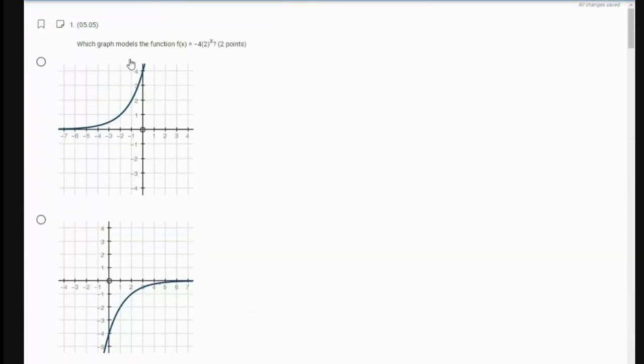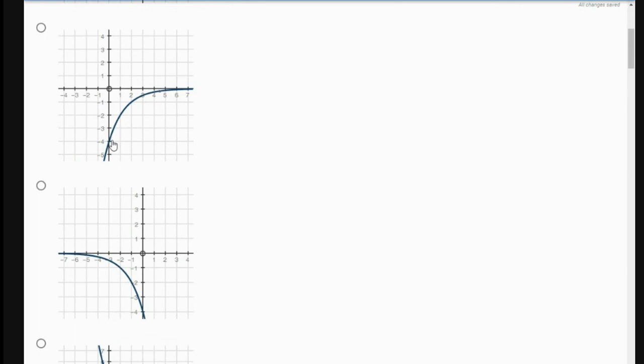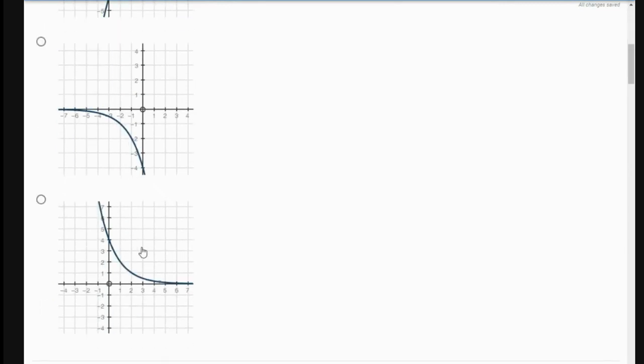Okay, this says which graph models the function f of x equals -4 times 2 to the x. What did we learn about that -4, that number out front? That's usually the y-intercept, unless there's a plus k, right? Or if there's an h. If there's an h or k, that can translate it left or right or up and down. But this doesn't have that. That just has -4 times 2 to the x. So we know it should have a y-intercept. We can throw it out, because that one's not -4. This one has a -4. This one has a -4. This one does. So it's one of these two.